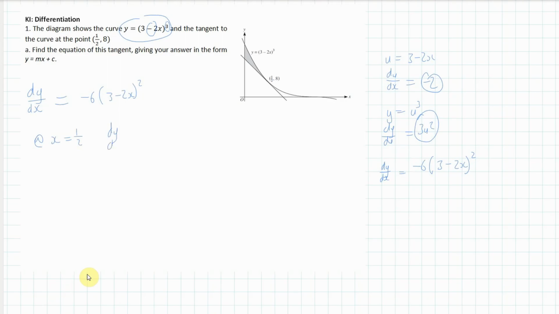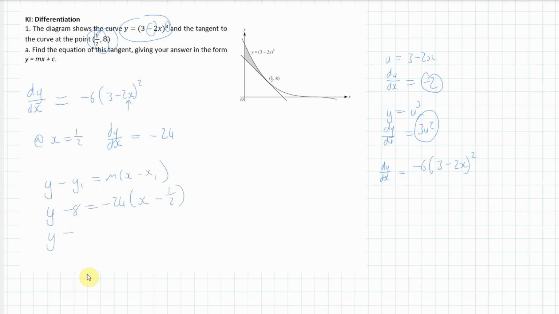dy/dx equals, now you chuck in a half here, so 2 times a half is 1, 3 take away 1 is 2, so we get 2 squared, which is 4. 4 times -6 is -24, our gradient. Then we use y minus y1 equals m into x minus x1. We take our coordinate, which is where the tangent is, so it's y minus 8 equals -24 into x minus, and we use our x coordinate here, which is 1/2.